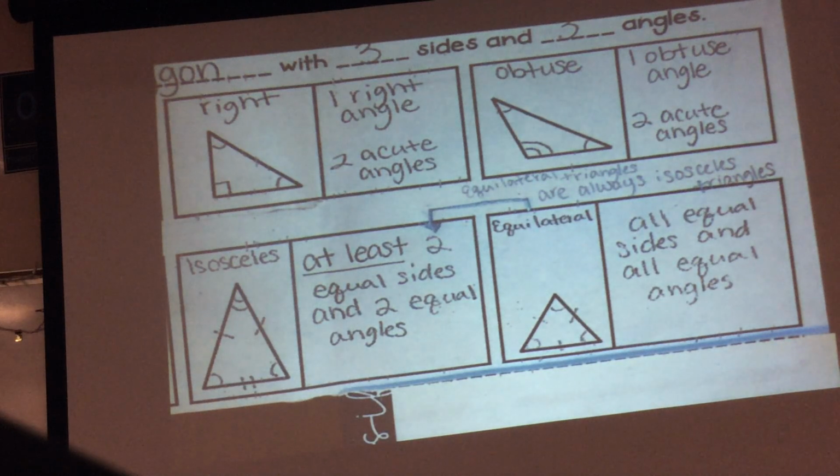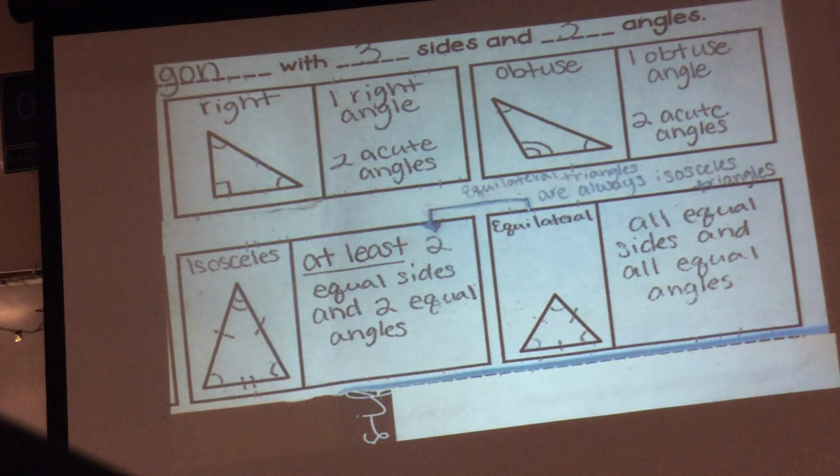Is an isosceles triangle always equilateral? No, because you only have to have 2 equal sides to be an isosceles, right? But to be equilateral, all sides must be equal. No, at least 2 equal sides on isosceles. But to be an equilateral, all your sides must be equal. Okay, but you're not listening. We're not saying just triangle. We're being more specific. We're saying what type of triangle.